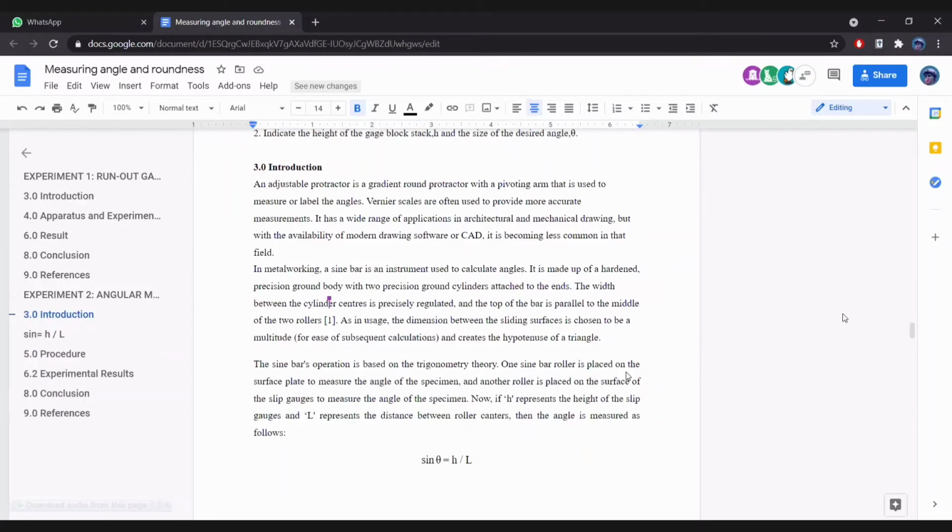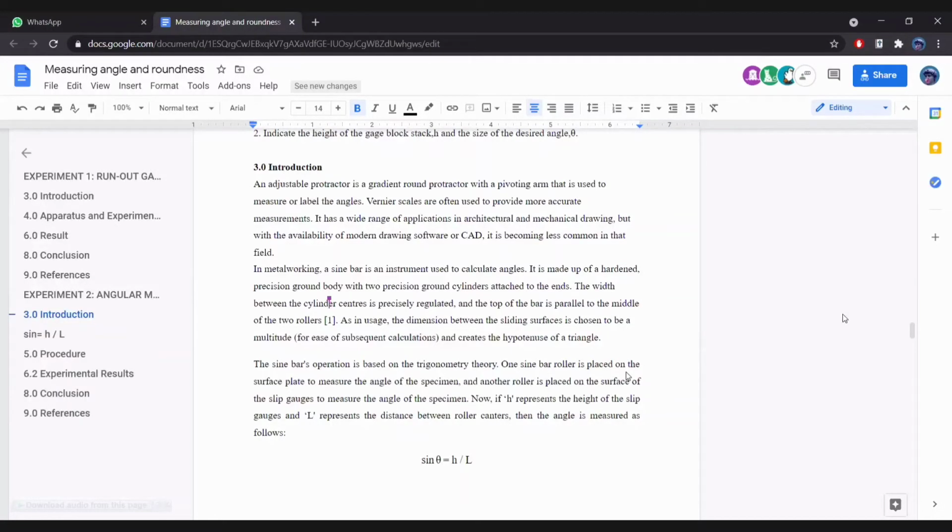An adjustable protractor is a graduated round protractor with a pivoting arm that is used to measure or lay out angles. Vernier scales are often used to provide more accurate measurements. It has a wide range of applications in architectural and mechanical drawing, but with the availability of modern drawing software, or CAD, it is becoming less common in that field.